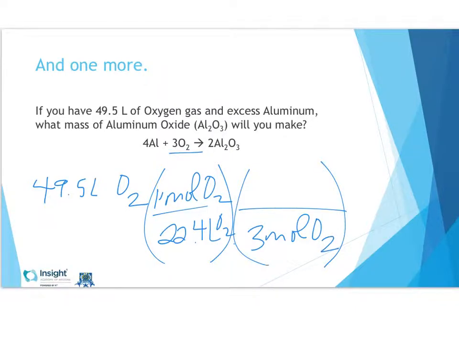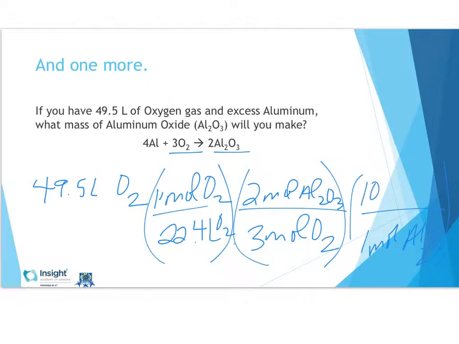And then it's asking about mass of aluminum oxide, so that's 2 moles Al2O3. And then 1 mole Al2O3. Then I just solved this on the other side. It's 102 grams aluminum oxide in a mole.